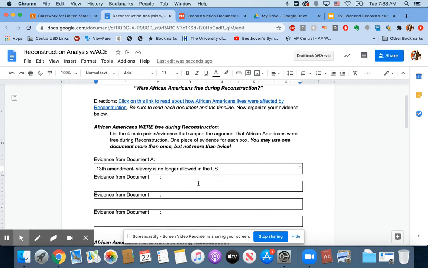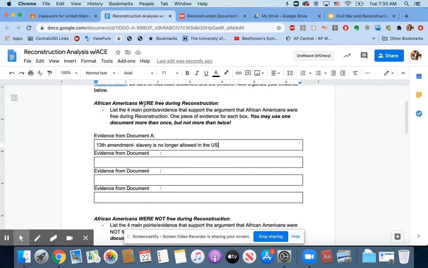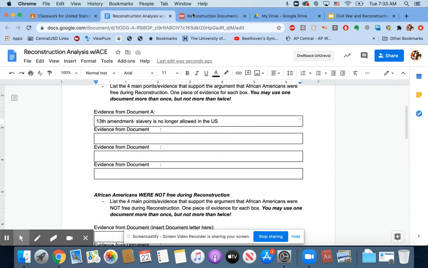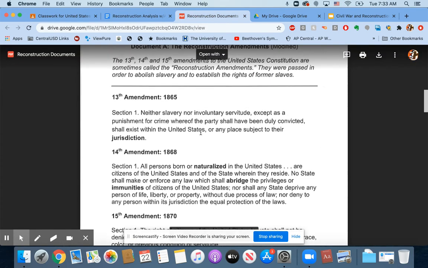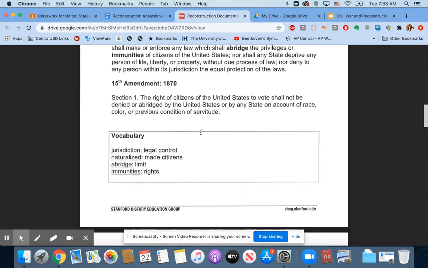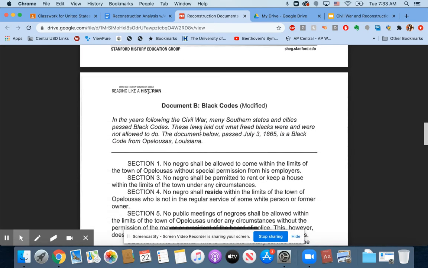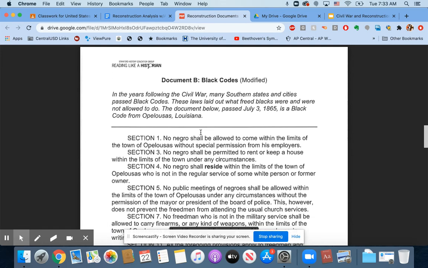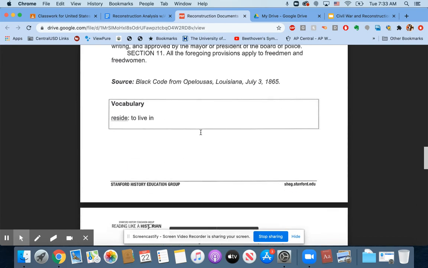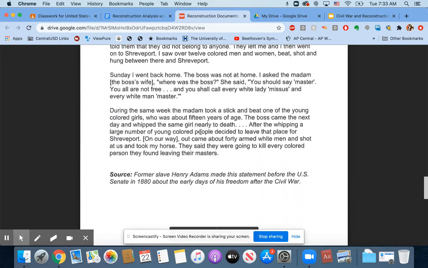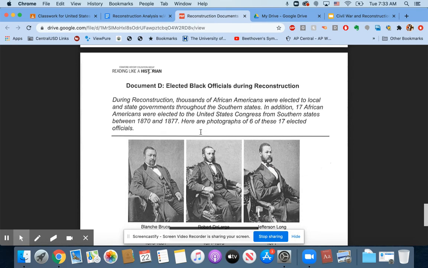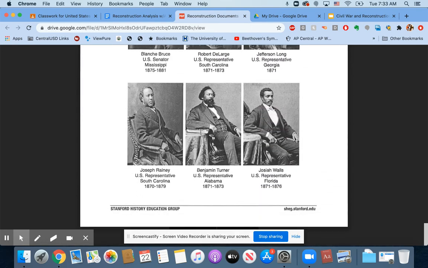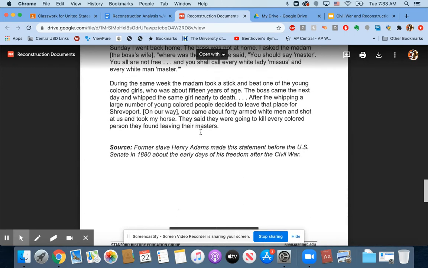So you're essentially doing this 4 times for each argument. 4 times for were free, 4 times for were not free. So if I go back to my documents, I could put one more from this document if I want, because it says I can do up to 2. But you can go ahead and decide that on your own. But make sure you read each document. Some of them will give you good evidence for they were free. Some of them will give you evidence for they were not free. You have to read those closely to find that.